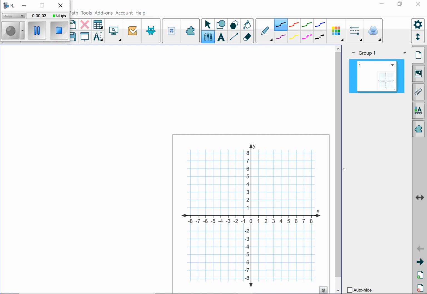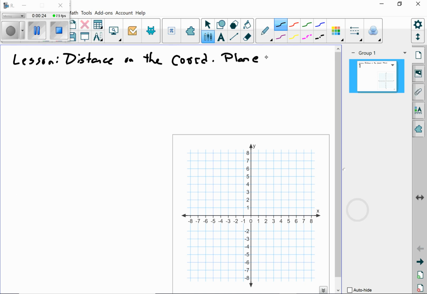Alright, so today is April 27th, it's Monday, and we're going to do a lesson today on distance on the coordinate plane. I'm going to abbreviate coordinate plane. Today we have 4, 27, 20.